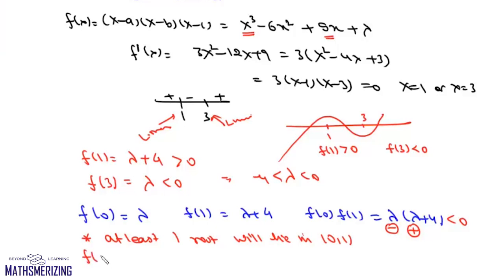Now if we find f(3) is lambda, then f(1) into f(3) will be again lambda plus 4 into lambda, which again is less than 0.